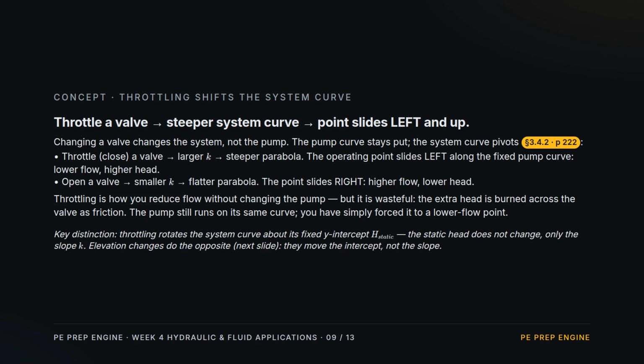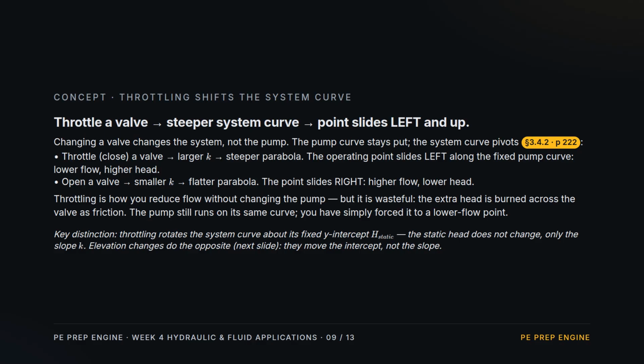Start with throttling a valve. A valve is part of the system, so the pump curve stays put, and only the system curve moves. Throttle or partly close the valve, and K rises. The parabola steepens, and the operating point slides left along the fixed pump curve to lower flow and higher head.